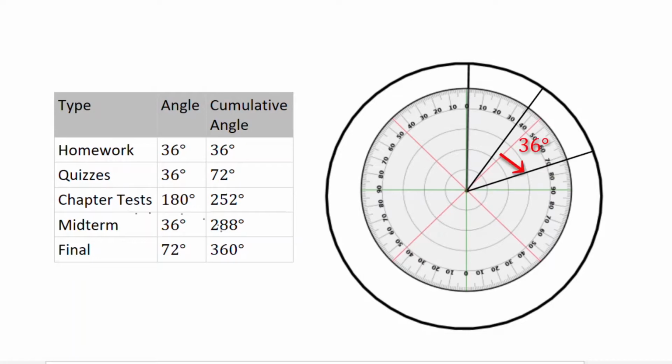Now, the third one is chapter tests, and that was a full 180 degrees, so about half. I want to start here and go to about 252 degrees, and that is about half right there, and continue in this fashion. Well, of course, you have to remove the protractor, and when you remove the protractor, you start to fill in different colors for the different slices of pie. That's next.